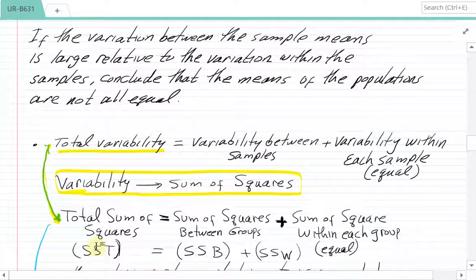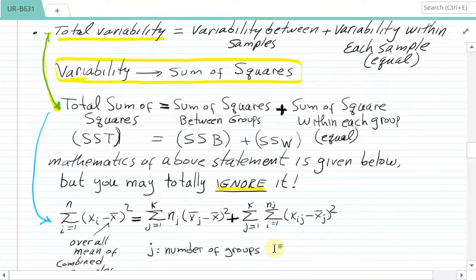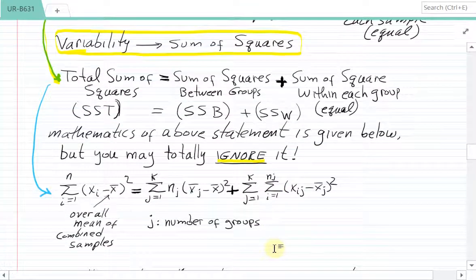So SST, total sum of squares, equals SSB plus SSW. And that becomes the foundation for what you're about to see here. Again, I'm forewarning you: don't worry, folks, about this. You might wonder how you're going to do this. You're not going to. I just want to show you. There you go. That's what that formula is.